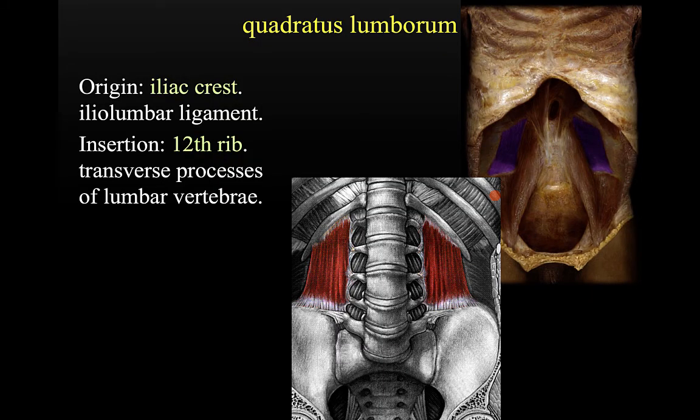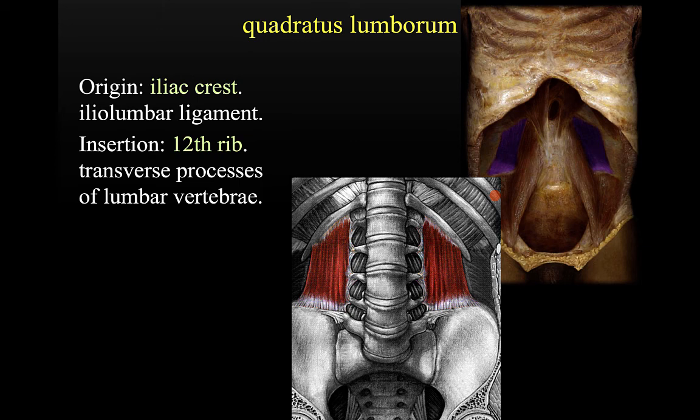All right, so quadratus lumborum. This is a weird muscle to talk about. It's in the same region as the abdominal muscles, but the abdominal muscles are all on the anterior side. The reason why this one is included here is because if we think about what those abdominal muscles do, other than to a certain extent the transversus abdominis, they are going to flex the vertebral column. That is, cause us to bend forward.